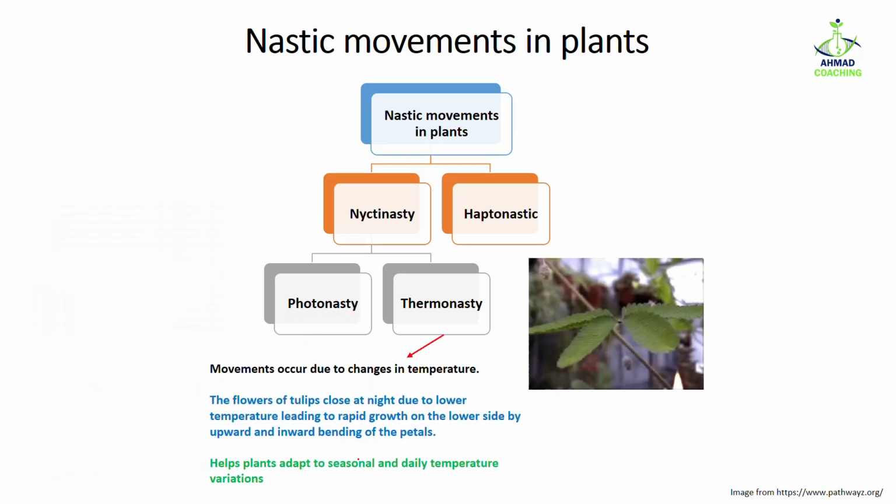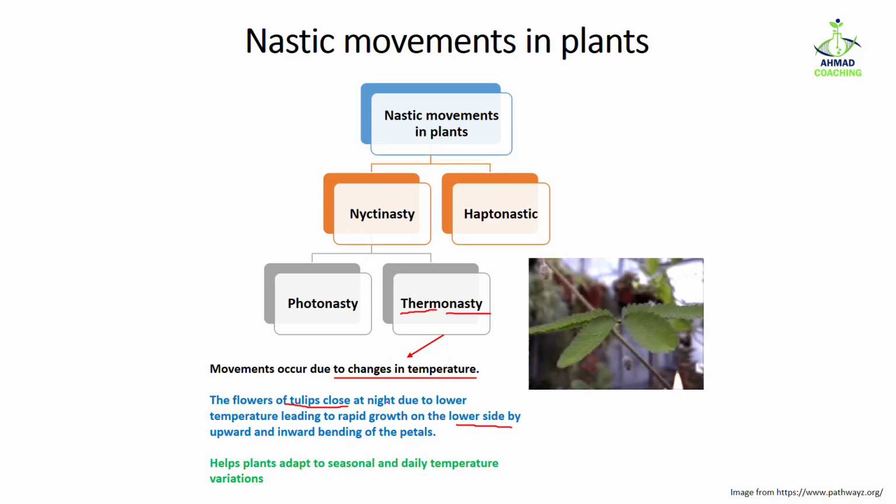Coming towards thermonasty, which is another type of nastic movement. Again, nasty means the non-directional movement resulting in the change in shape or firmness of the structure of the plant, but this movement is happening because of thermo, or temperature. So any change in the temperature resulting in the movement of plant cells is associated with thermonasty. For example, the flowers of tulips close at night due to low temperature, leading to rapid growth on the lower sides by upward and inward bending of petals.